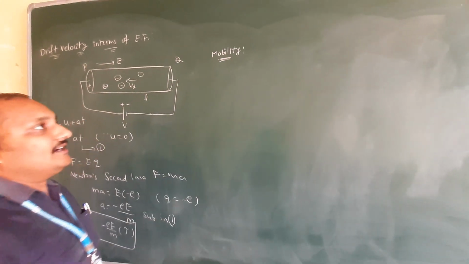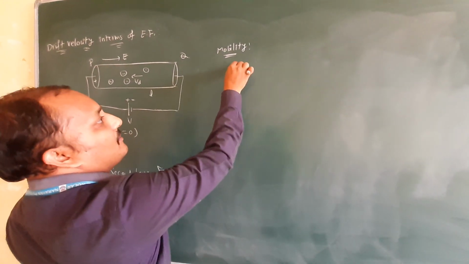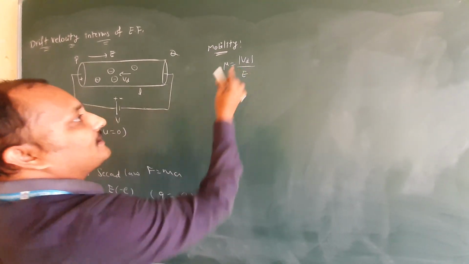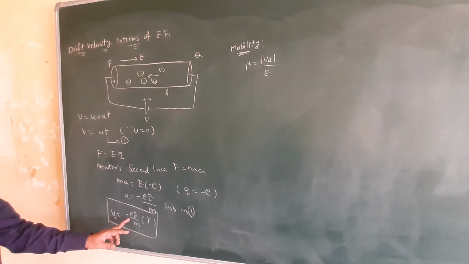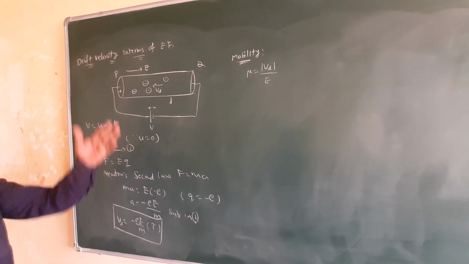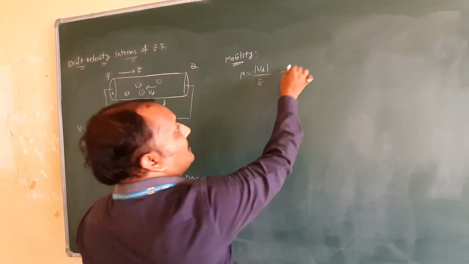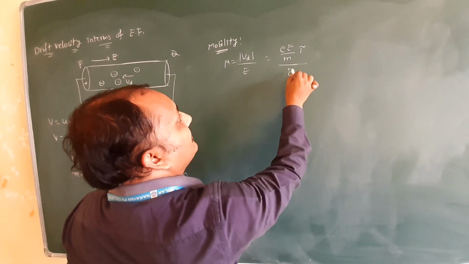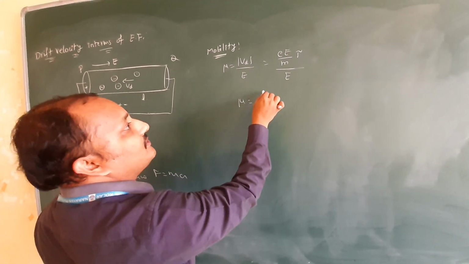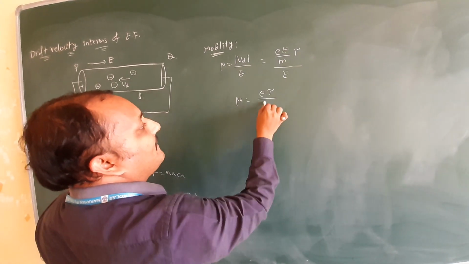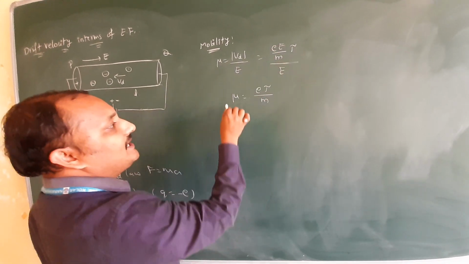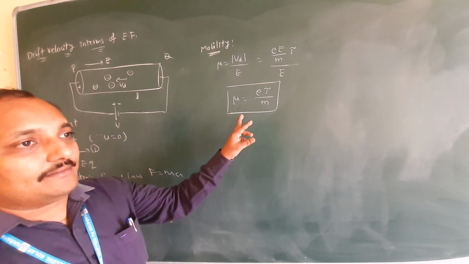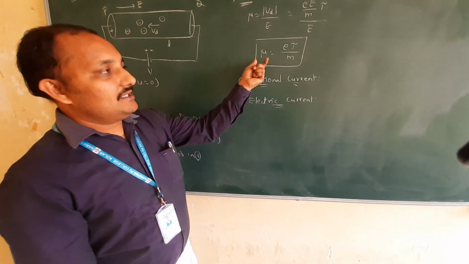Next, we are writing about mobility. What is the definition of mobility? Mu is equal to the magnitude of drift velocity per unit applied electric field. What drift velocity did we get here? E by M into tau. Minus is not required because we are writing it as a magnitude. E by M into tau by E. Then E is going to be cancelled. Then mu is equal to E tau by M. So this is nothing but the mobility equation. Okay. So this is about mobility.